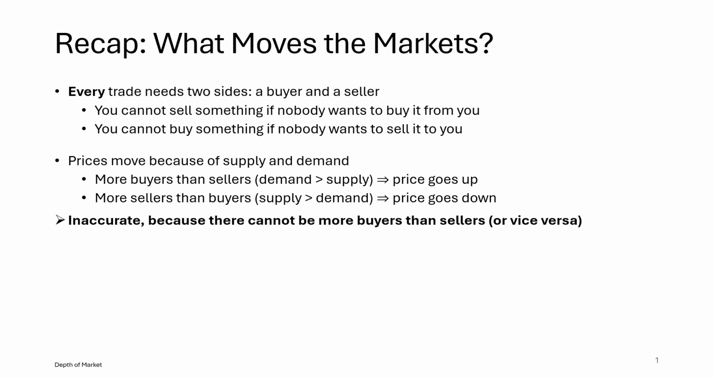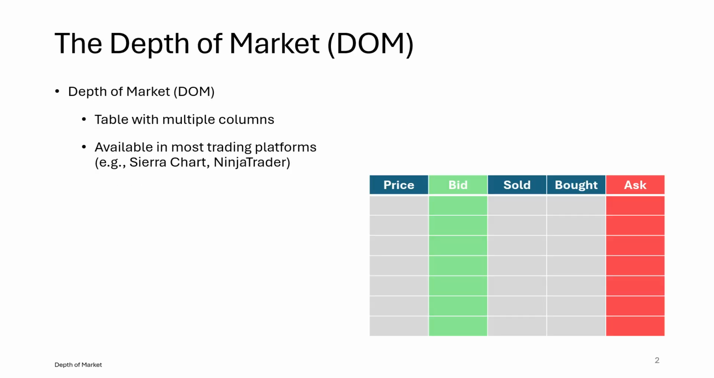And this is obviously inaccurate because when you think about it, there cannot be more buyers than sellers or vice versa, right? Because in the beginning I told you for every buyer there is a seller, for every seller there is a buyer. So we have a one-to-one relationship here. Therefore, we need to be a little bit more accurate with that statement. And consequently, we need to dive a little bit deeper here so that we're able to do exactly that. So therefore, we're going to have a look at the so-called depth of market, or in short, the DOM.